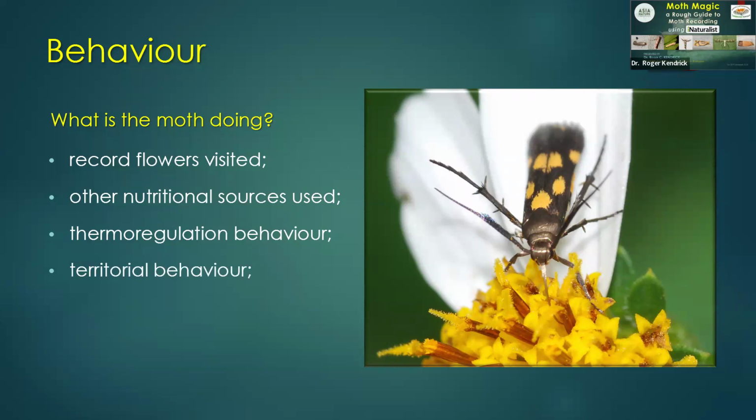Other kind of nutritional sources used, less savory, animal dung quite often, for example. Is there some sort of thermoregulation? Is it basking in the sun? Is it trying to warm up the wings by vibrating the wings? Is it exhibiting some sort of territorial behavior, fighting off other moths? Is there pheromone being sent out? And how do you know that?